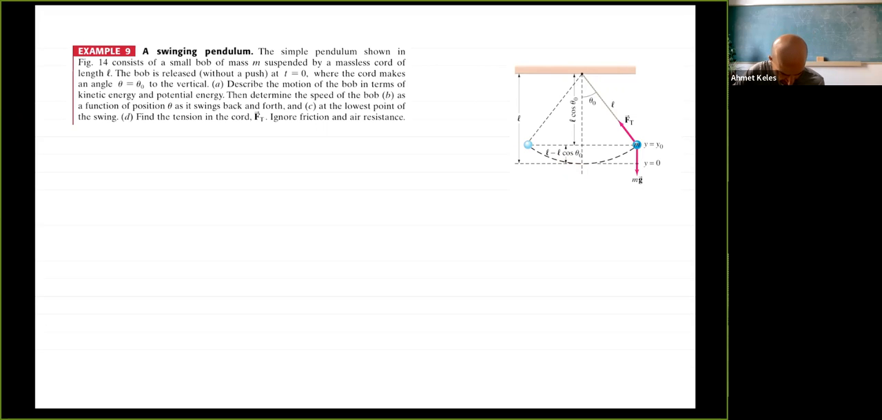And B, determine the speed of the bob as a function of position theta as it swings back and forth. Okay, let's do that. Maybe I can take a general position like this here. And here, initially, this is at y equal to y naught. I have U g equal to what?